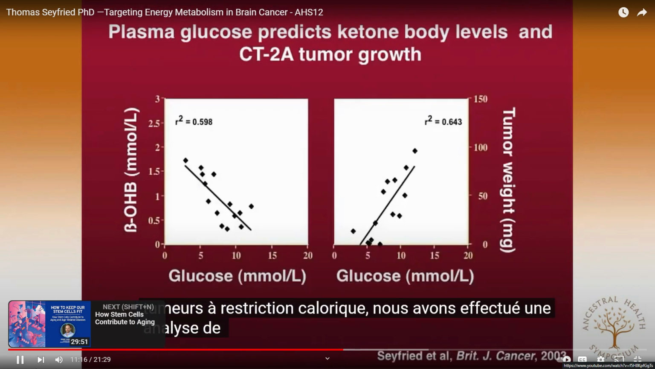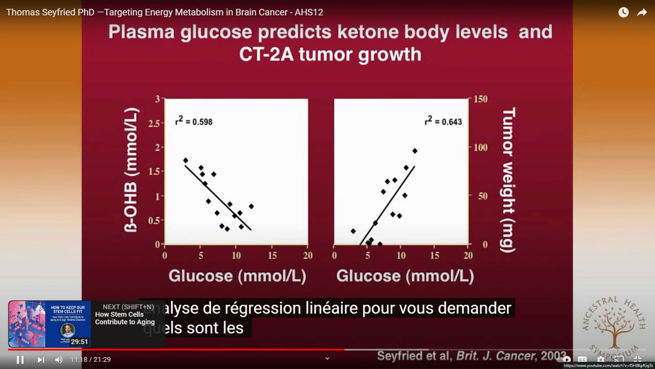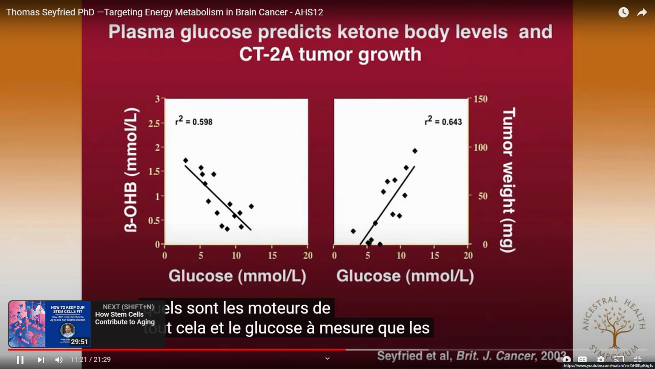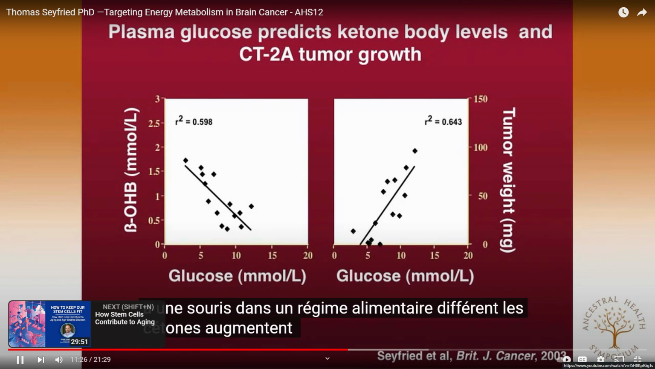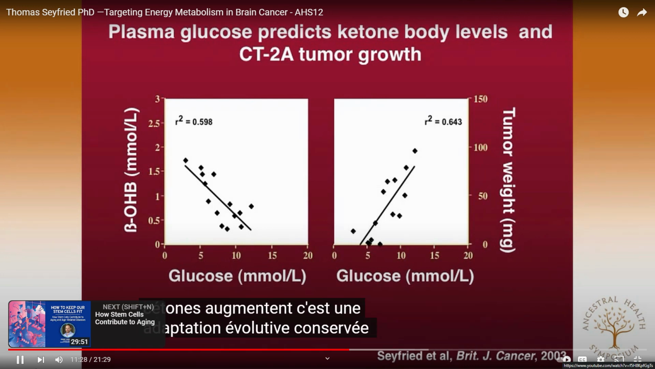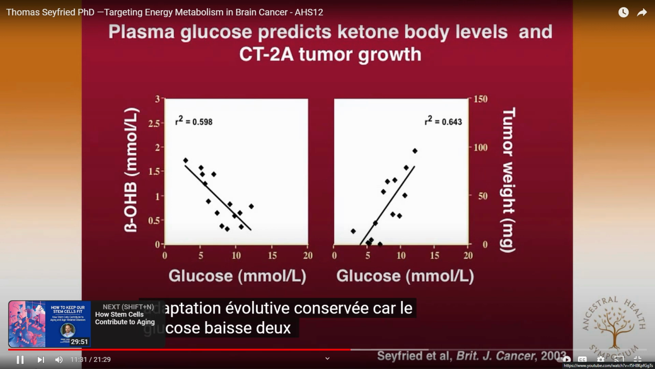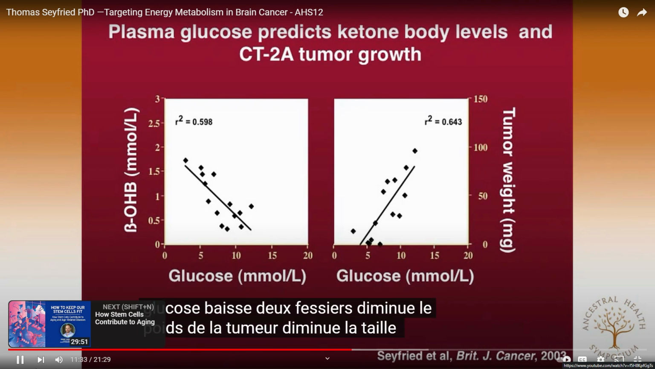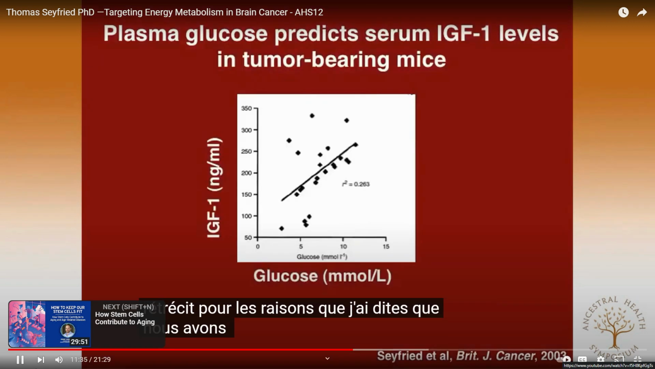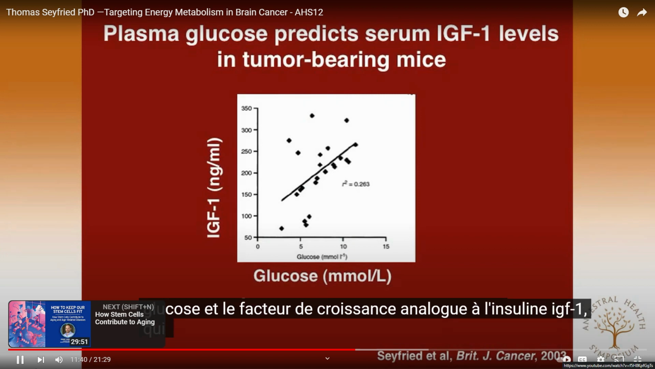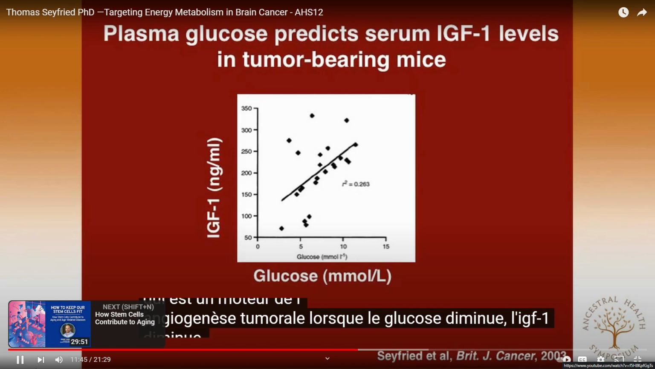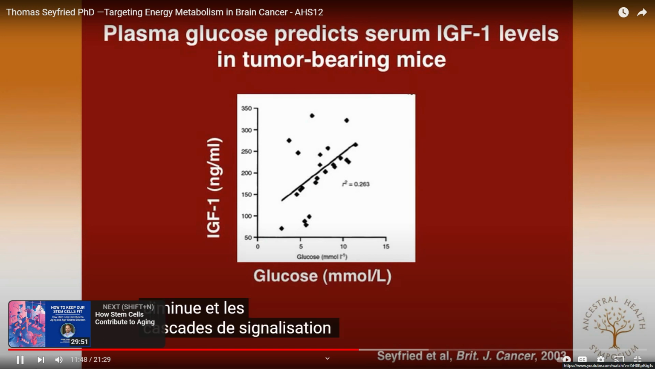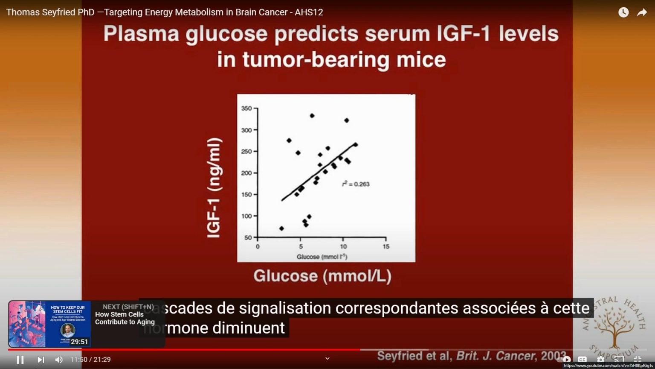We've done linear regression analysis to ask, what are the drivers for this whole thing? As glucose levels go down, each one of these is a mouse under a different dietary condition, ketones go up. This is an evolutionarily conserved adaptation. As glucose goes down, tumor weight goes down. The size of the tumors shrinks for the reasons that I've said. We've also seen a correlation between glucose and IGF-1, insulin-like growth factor 1, which is a driver of tumor angiogenesis. As glucose goes down, IGF-1 goes down, and the corresponding signaling cascades associated with that hormone go down.